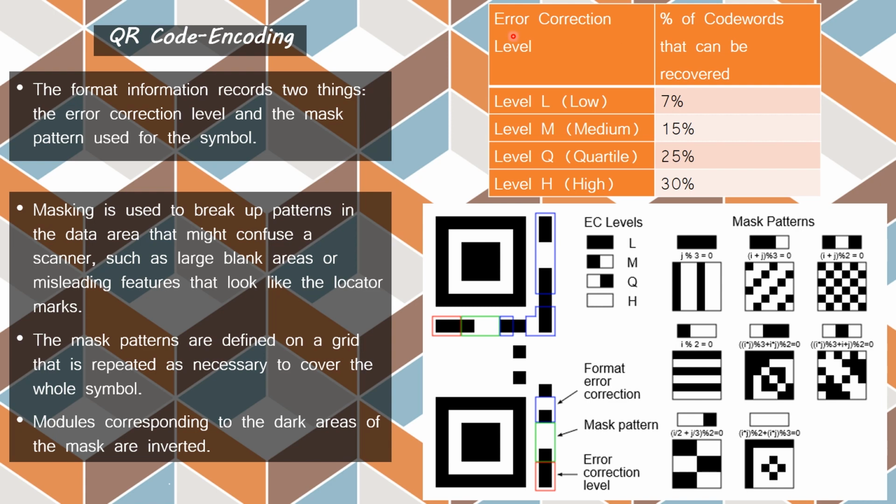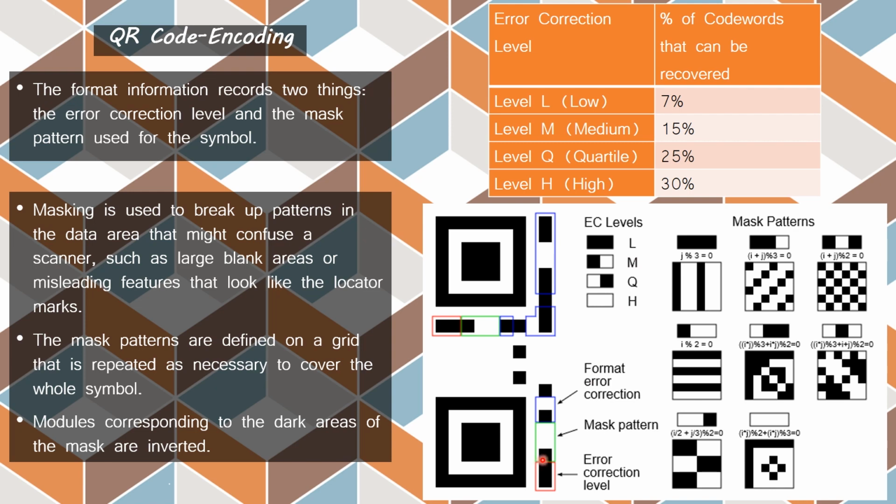This table shows you the percentage of code words that can be recovered. A code word is 8 bits, 8 squares in your QR code together. So if you go for the highest error correction level, you can get 30% recovery, and the lowest error correction level gives you 7% recovery from a single code word. And these are the 4 error correction levels.